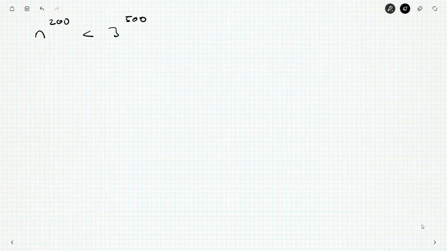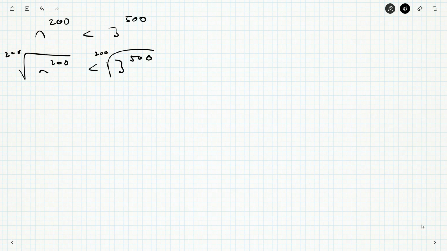So here's what I'm going to do. I'm going to 200th root both sides. That way I'll just have n all by himself. Okay. Square rooting, cube rooting doesn't change inequalities here. And we get n all by itself. And then we have the 200th root of 3 to the 500.